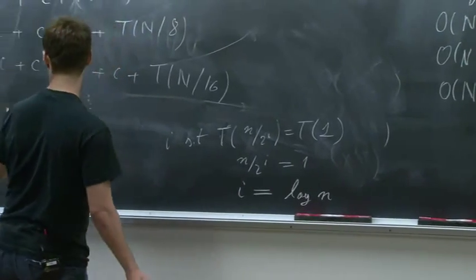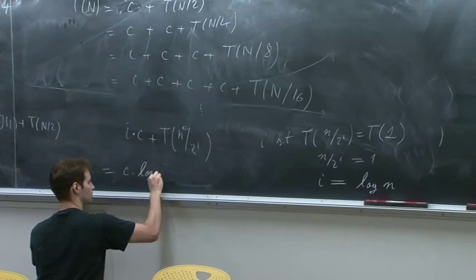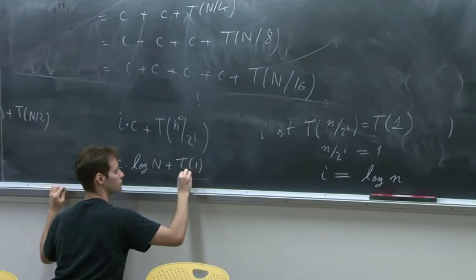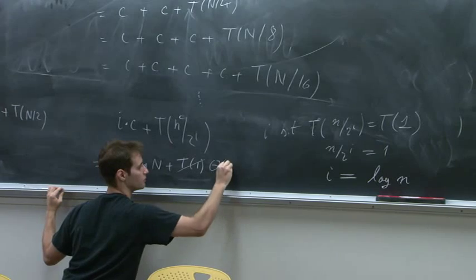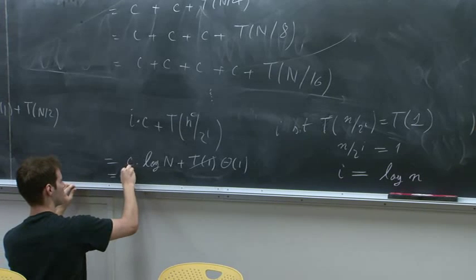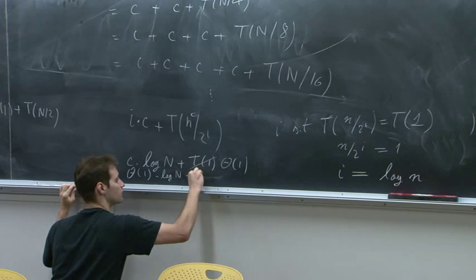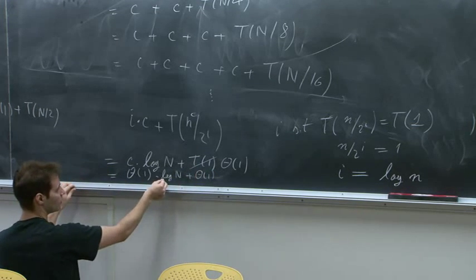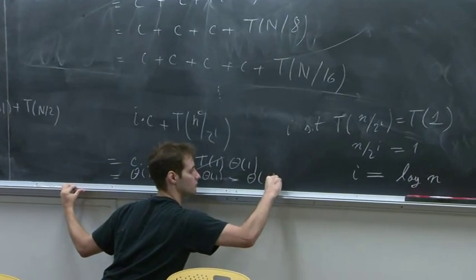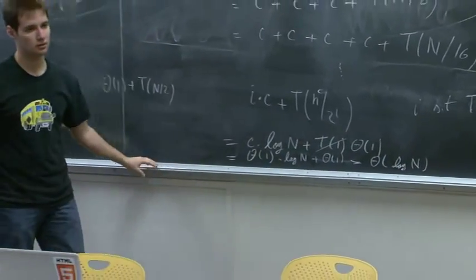So I have i, and I'm going to plug it back in here. And I get constant times log n plus t of 1, which I know is theta of 1. So theta of 1 times log n plus theta of 1. And I know that log n dominates a constant, so this is going to be theta of log n. Solved.